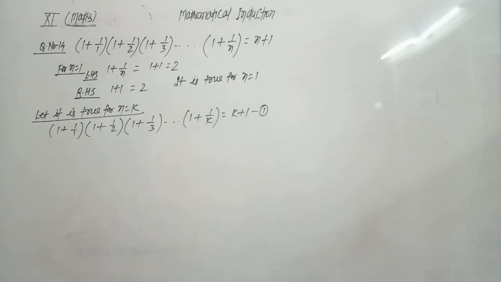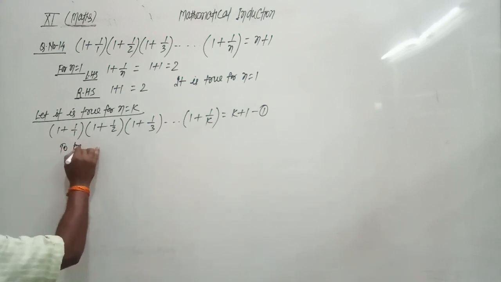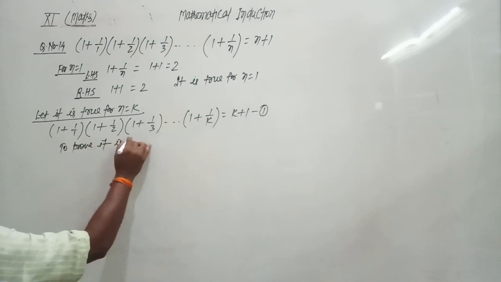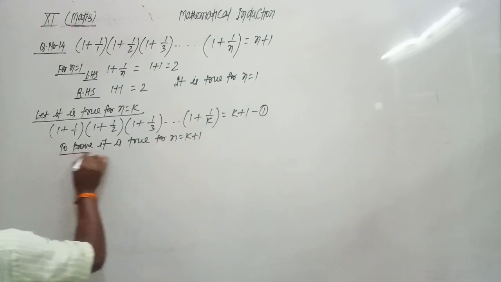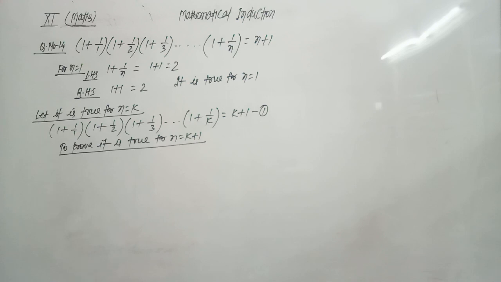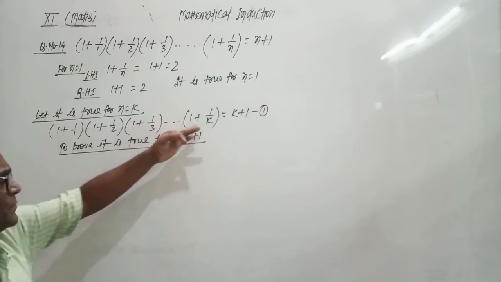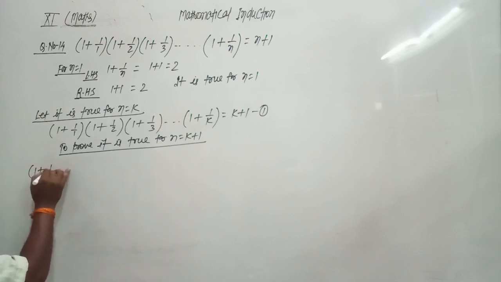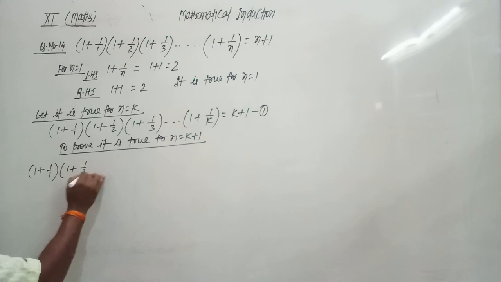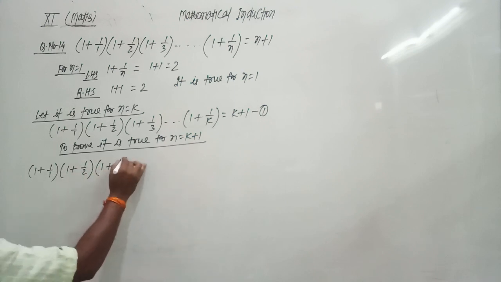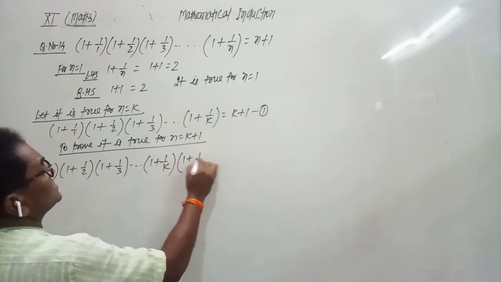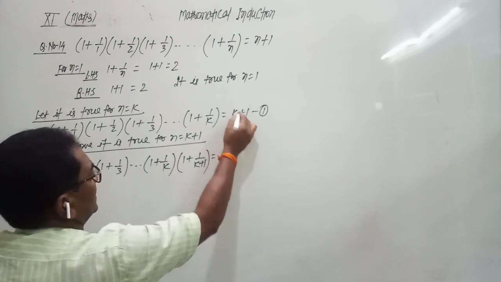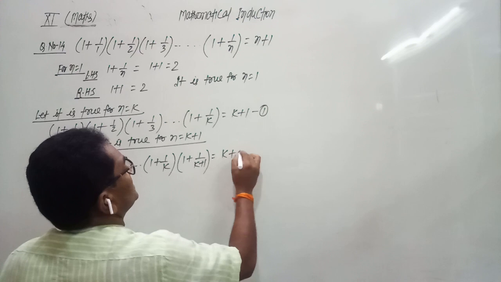In the third step, to prove it is true for n equals k plus 1, we write the terms up to k term, so 1 plus 1 by 1 into 1 plus 1 by 2, 1 plus 1 by 3, then 1 plus 1 by k, then we write the k plus 1 term, 1 plus 1 by k plus 1. Here also we put k plus 1 on the right, so it becomes k plus 2.